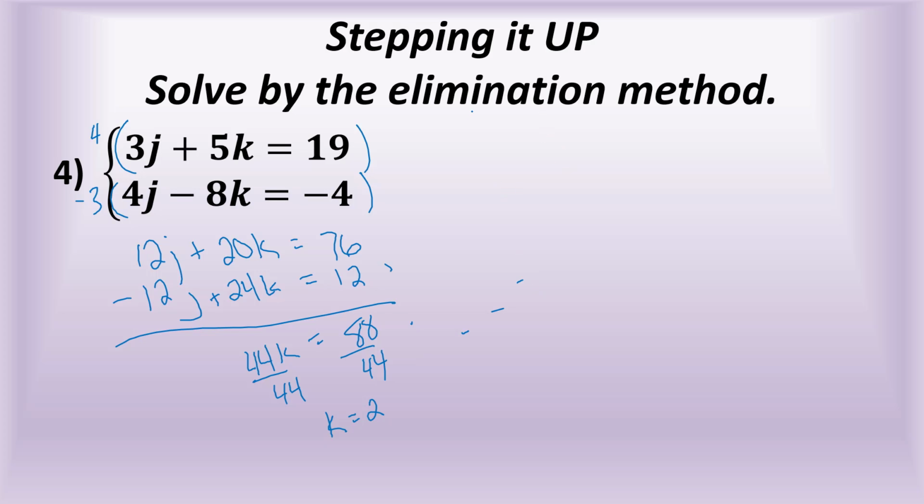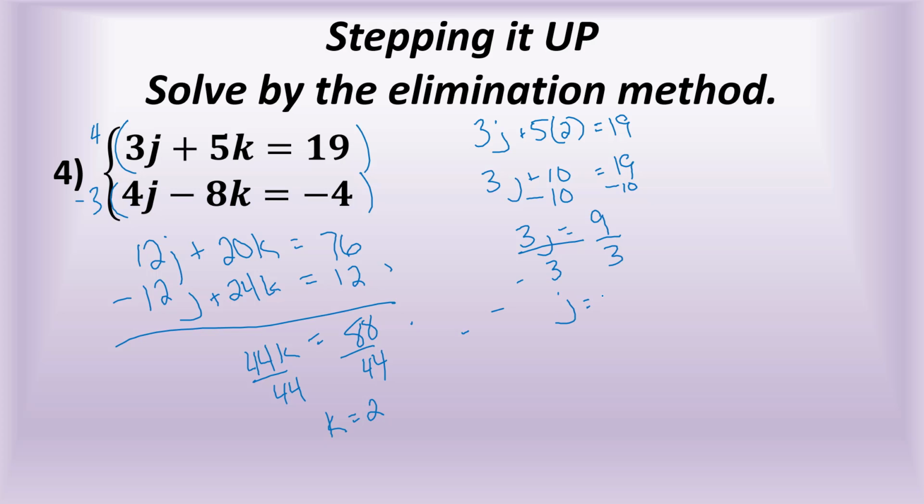We can plug our k into one of our equations. 3 times j plus 5 times our k value of 2 equals 19. 5 times 2 is 10. So we're going to subtract 10 from both sides. 3j is equal to 9. Where we'll divide by 3 on both sides, and j is equal to 3.